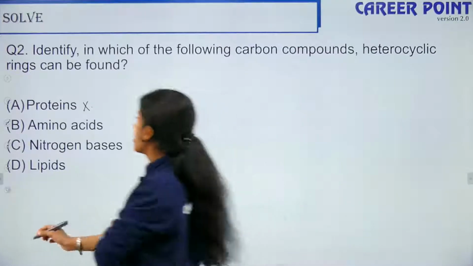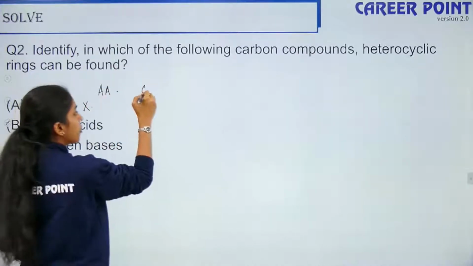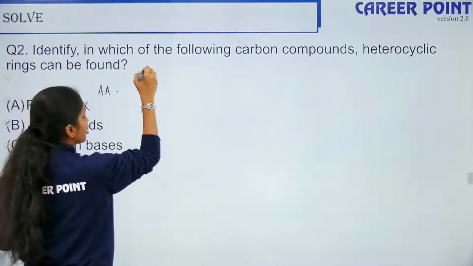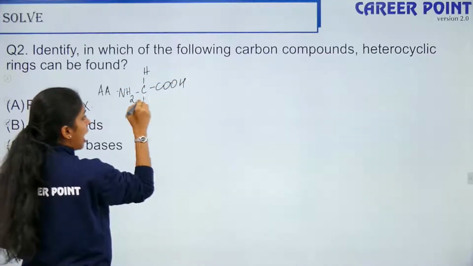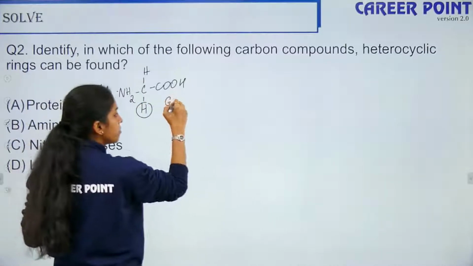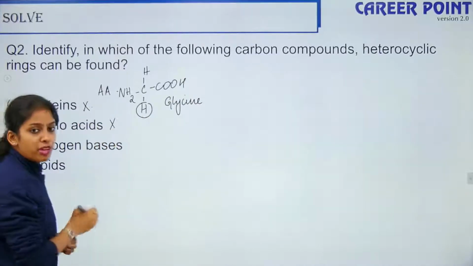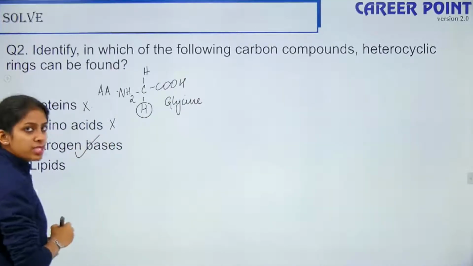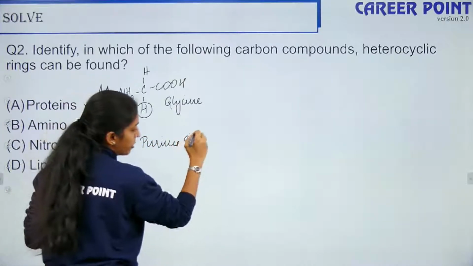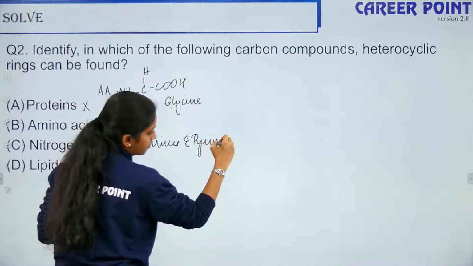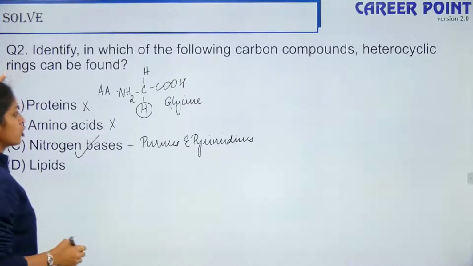The simplest proteins are made up of amino acids. There is one simple amino acid where instead of R, you have H. So R is replaced by H. This is the simplest amino acid, that is glycine. So it is not proteins, it is not amino acids. Yes, it is your nitrogenous bases. They have heterocyclic rings, that is your purines and your pyrimidines. Right? Okay, so yes, it is option C.